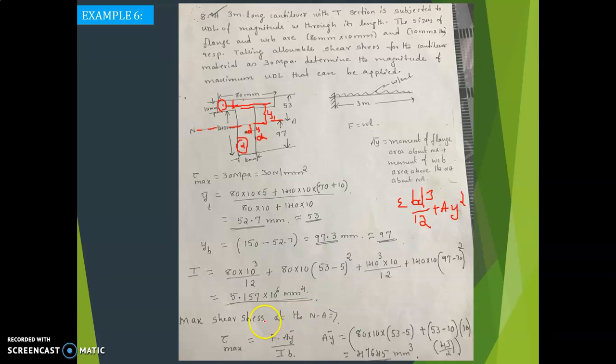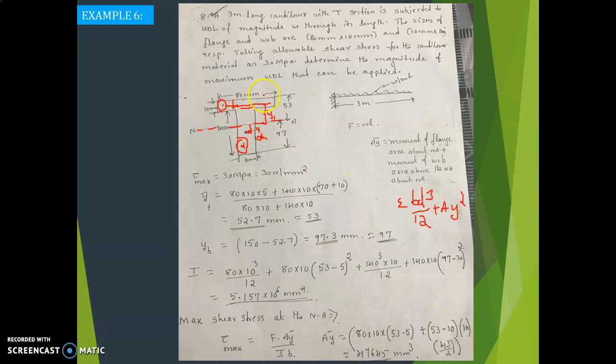Okay, now you can calculate the maximum. You can use that formula, tau maximum, the maximum shear stress at the neutral axis. Tau maximum is equal to F into A y bar divided by I b. So F we know, I we calculated, b is the width of the web that we know, and A y bar is the moment of flange area about the neutral axis plus the moment of web area about the neutral axis.